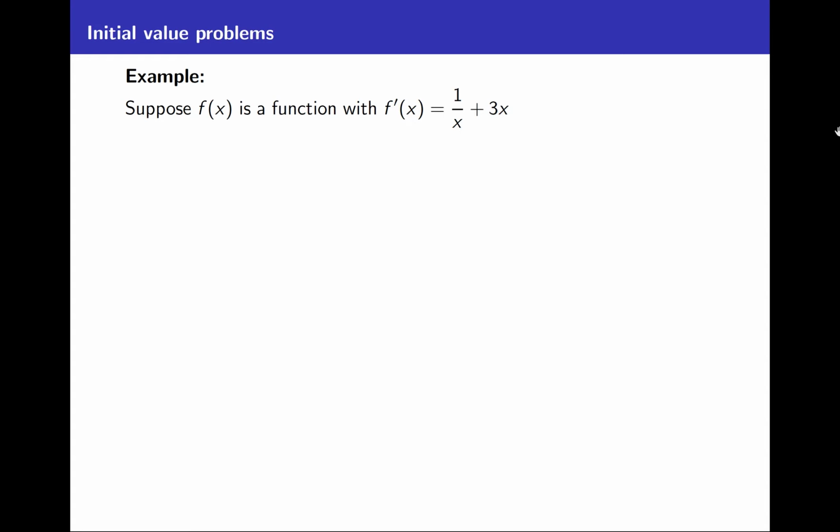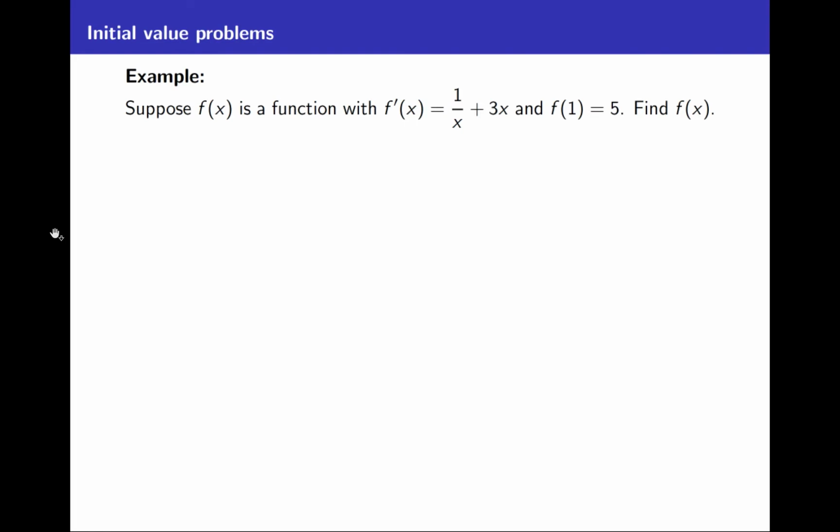Let's look at an example of this. Suppose f of x is a function whose derivative is f prime of x equals 1 over x plus 3x. So maybe you don't know f of x, but you do know its derivative. And let's say you also just happen to know that f of 1 equals 5. From these two pieces of information, the derivative and f of 1 equals 5, we want to find the function f of x.